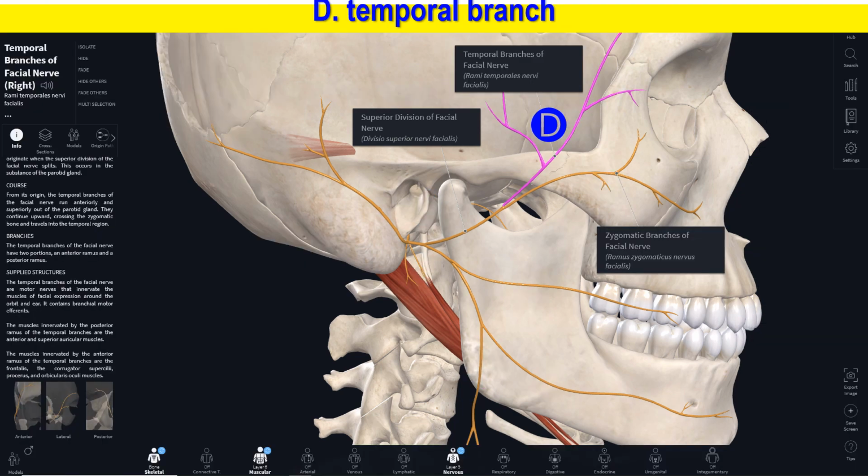The branch that originates from the superior division and is positioned relatively higher is the temporal branch of the facial nerve. This branch courses forward and upward, passing over the zygomatic arch and entering the temporal region. It can be further divided into two portions, the anterior ramus and the posterior ramus.